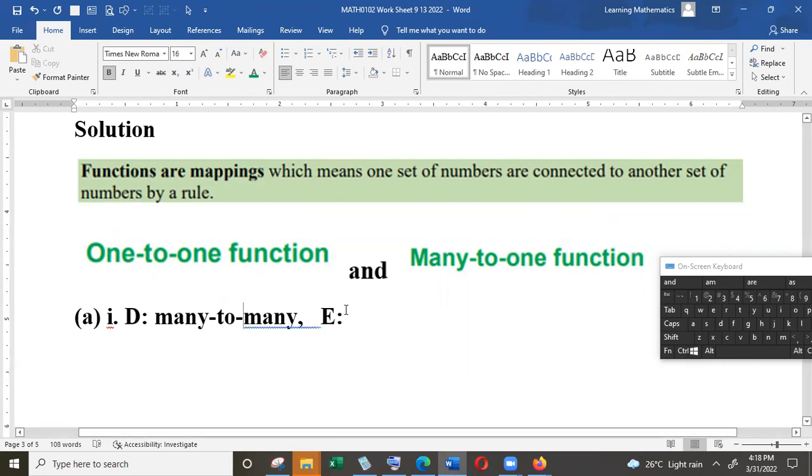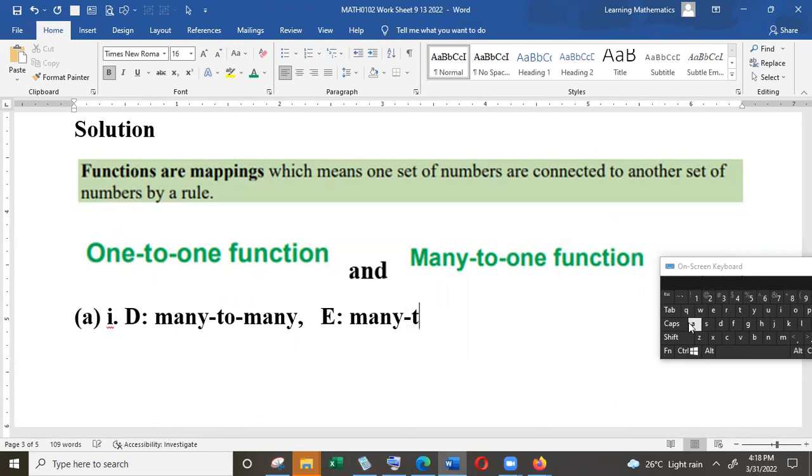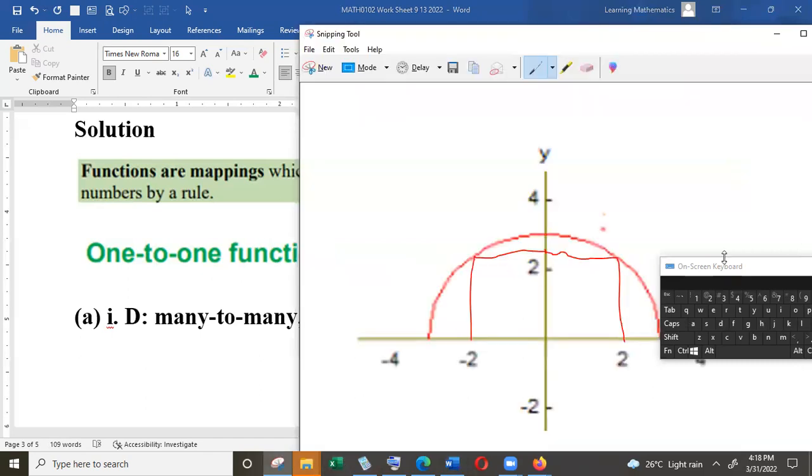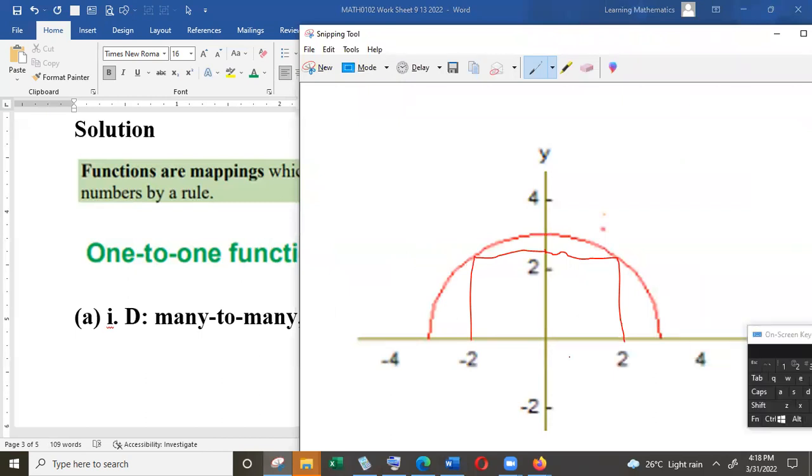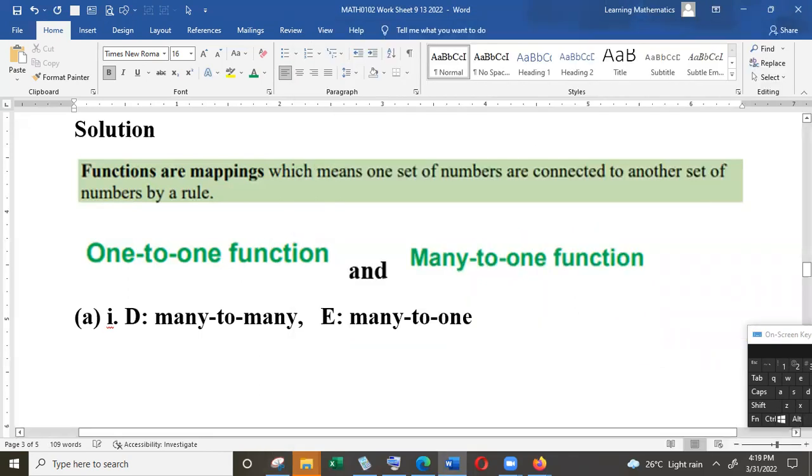Okay, E is a one-to-many. No, many-to-one, sorry. Why is E a many-to-one? Here it is. Many is going to 1. -2 and 2, the former many, going to 1. So E is a many-to-1.